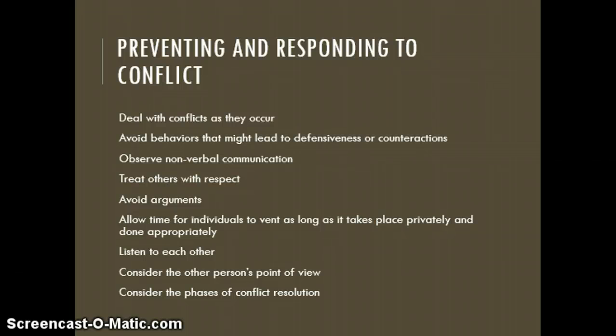We have 2 ears and 1 mouth for a reason. As nurses, we should be listening to our patients and our patients' needs. Consider the other person's point of view, and consider the phases of conflict resolution when we are trying to prevent and respond to conflict.